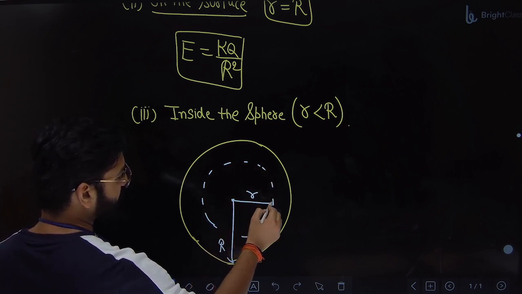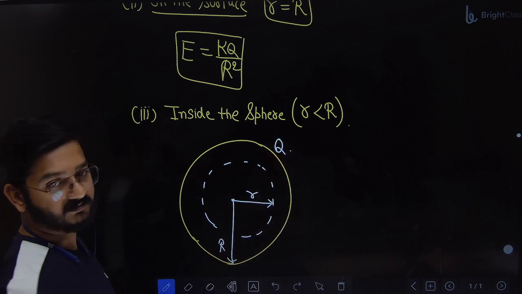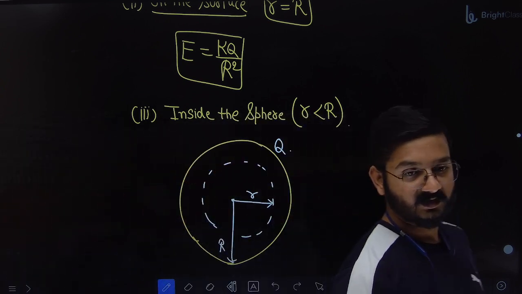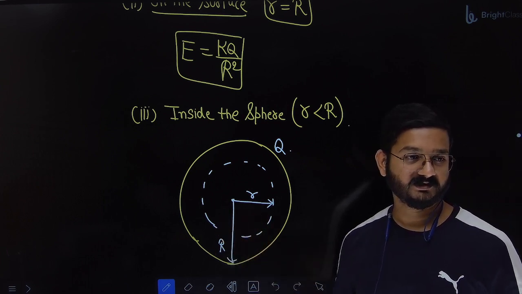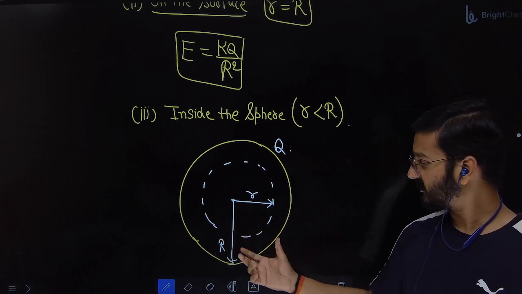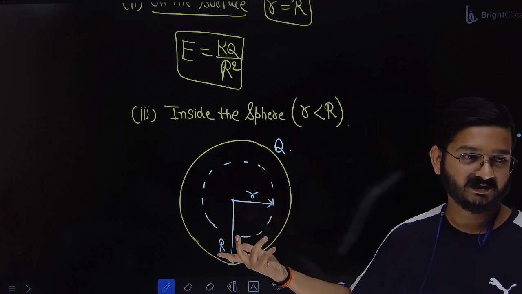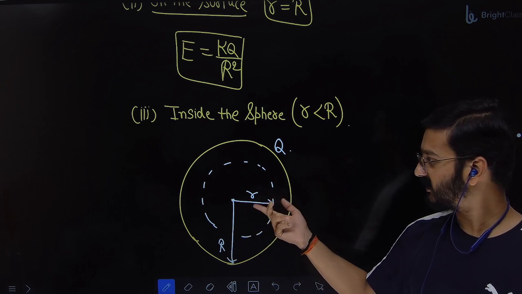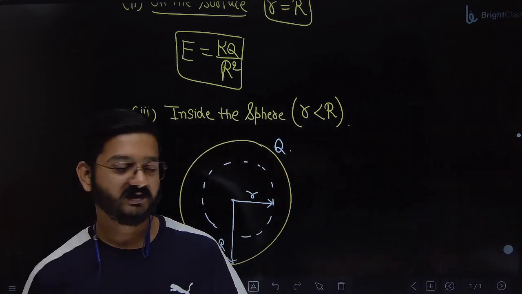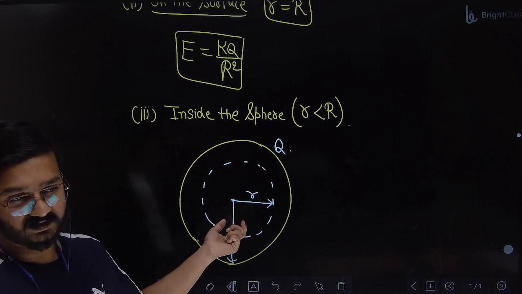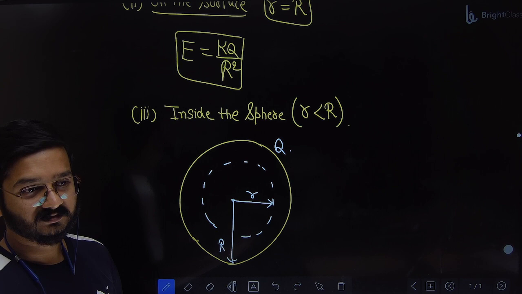What is the radius of the Gaussian surface? Smaller. Charge is on the surface. Answer one thing. What is the charge enclosed by this Gaussian surface? See the figure. Nothing. Zero. Because where is the charge? Inside or outside? Outside. The charge is outside. So there is no charge enclosed by this Gaussian surface. If charge enclosed is zero, what will be flux? Zero.